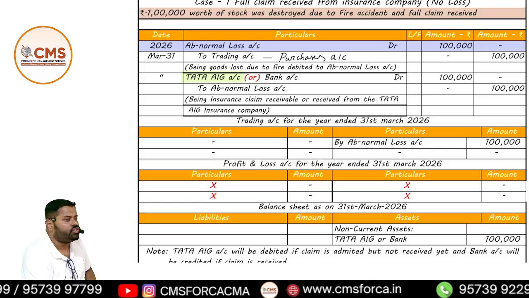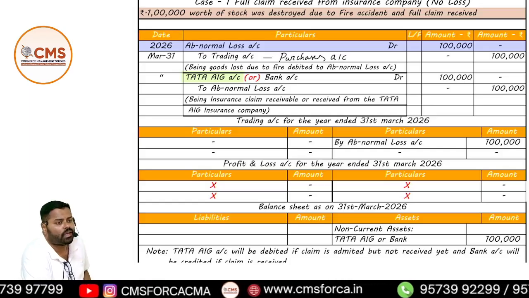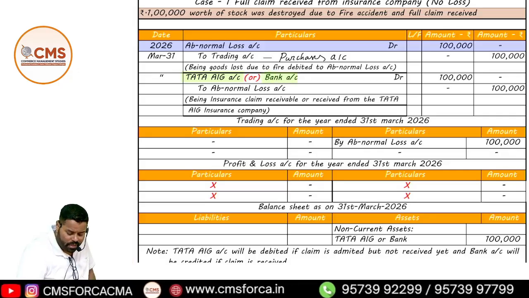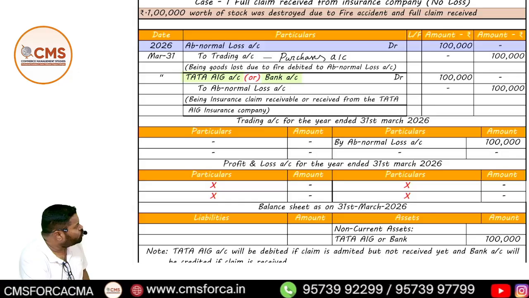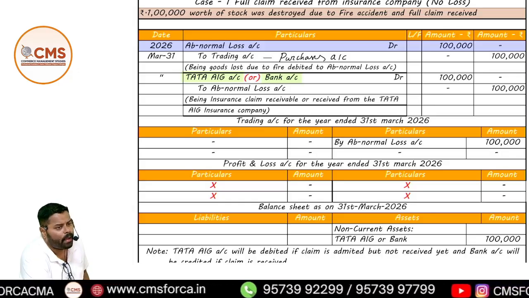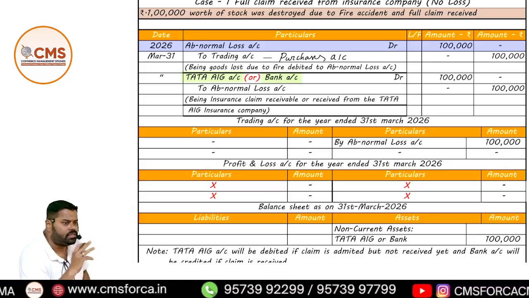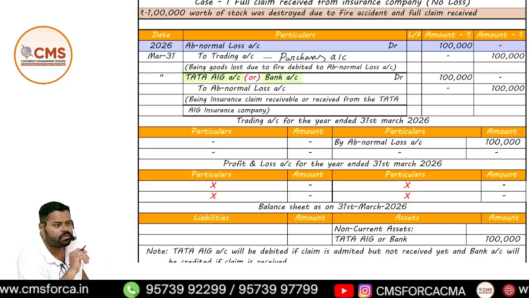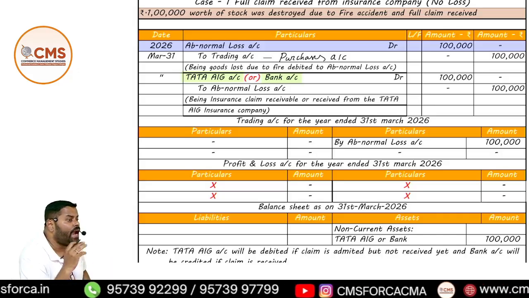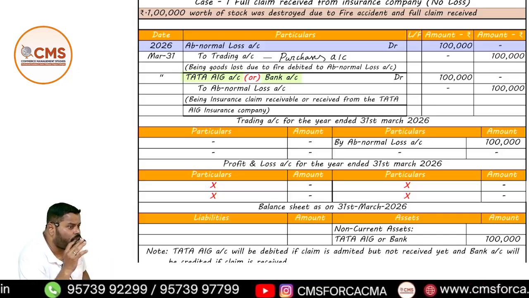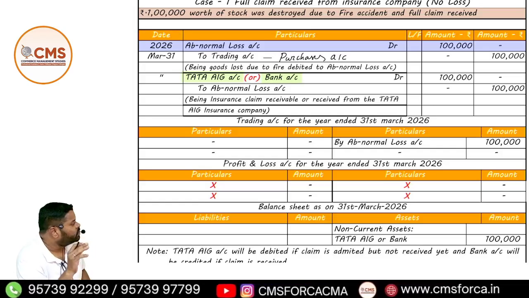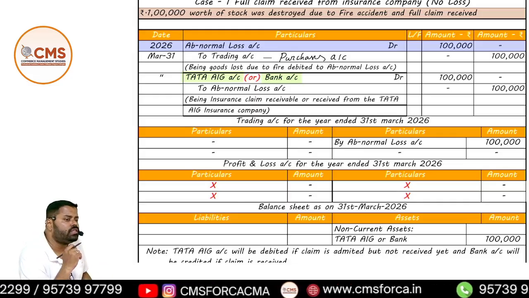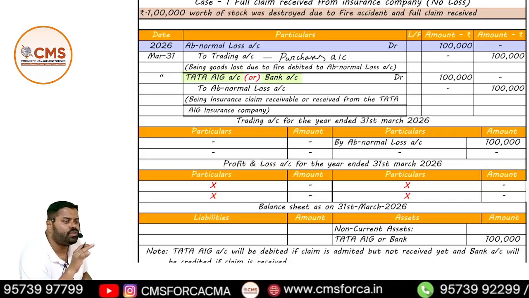There is a general insurance company run by Tata Group, called Tata AIG, or we'll be writing it as bank. Now, why are we having two options there? If the claim is received, I'll write the entry as bank account debit to abnormal loss. If the claim is admitted but not received, then I will write it as Tata AIG account, or I can write it as insurance claim account also. Either way you can write.